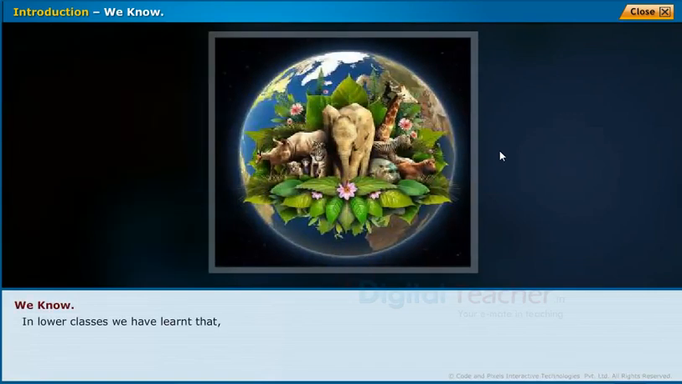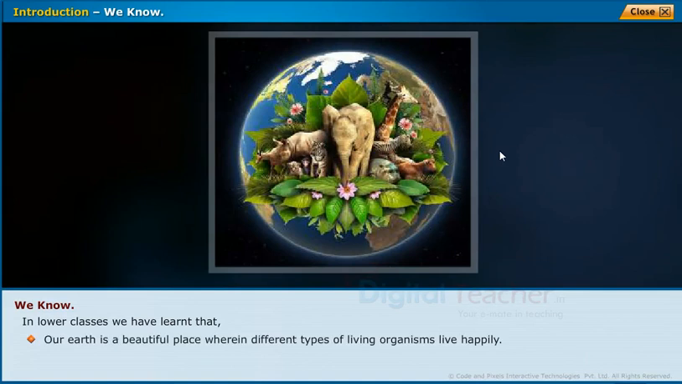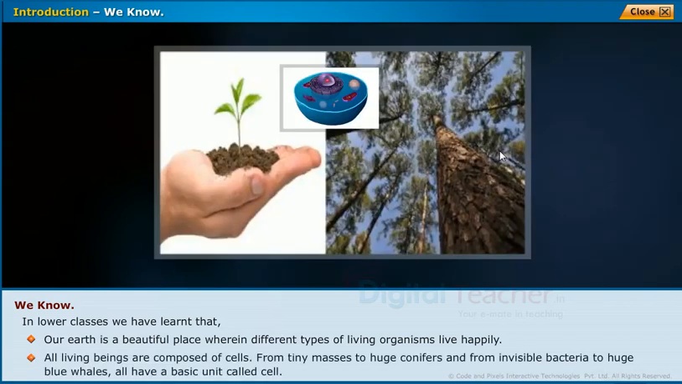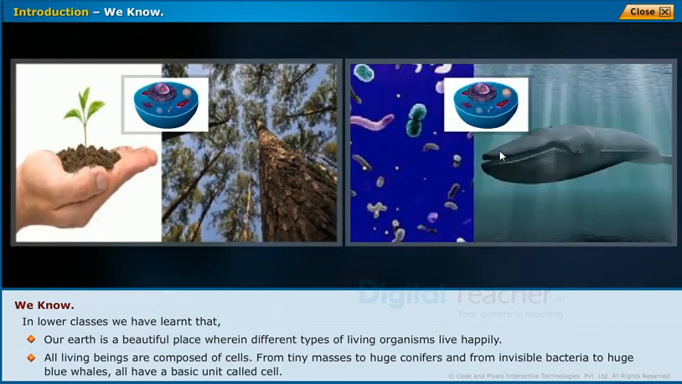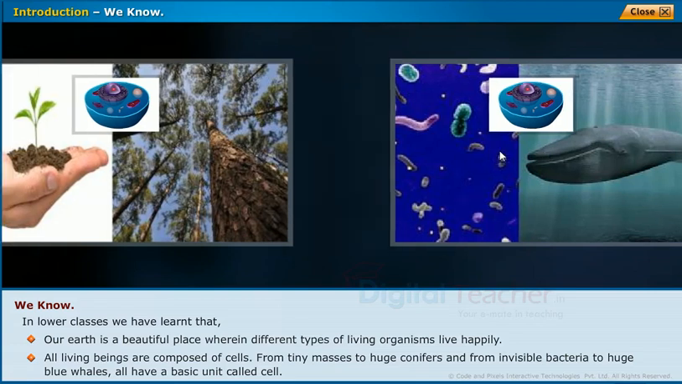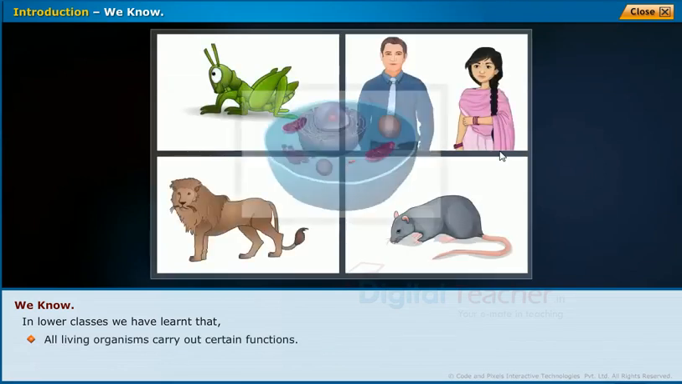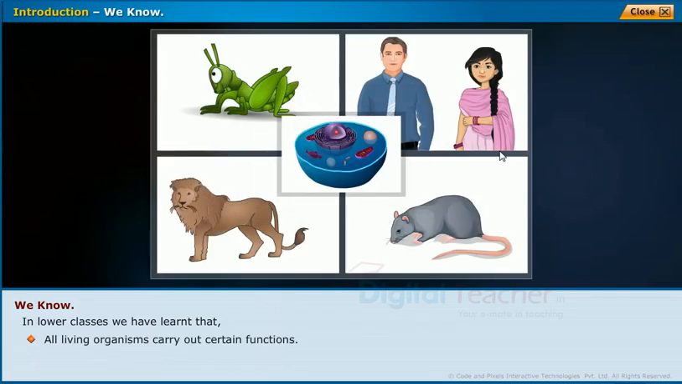In lower classes, we have learned that our earth is a beautiful place wherein different types of living organisms live happily. All living beings are composed of cells, from tiny masses to huge conifers, and from invisible bacteria to huge blue whales. All have a basic unit called cell. All living organisms carry out certain functions.